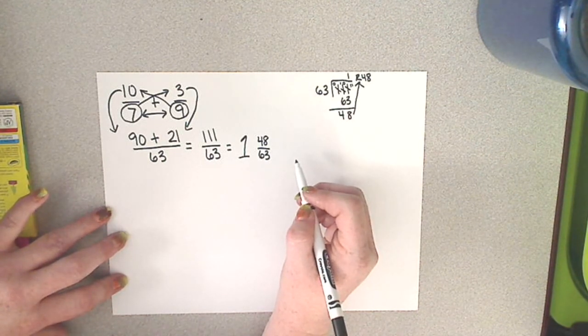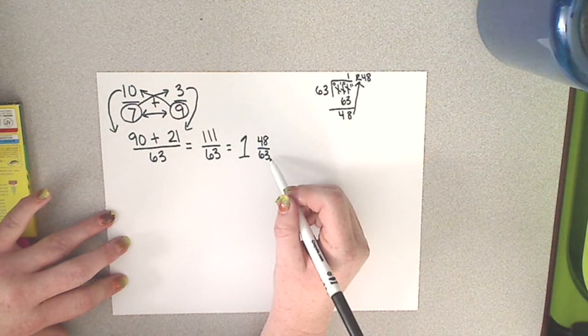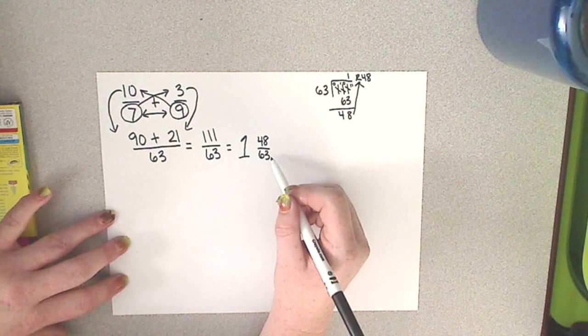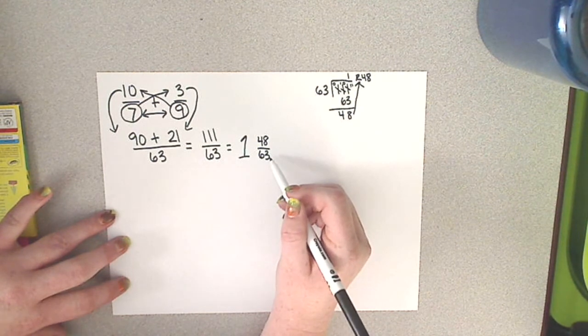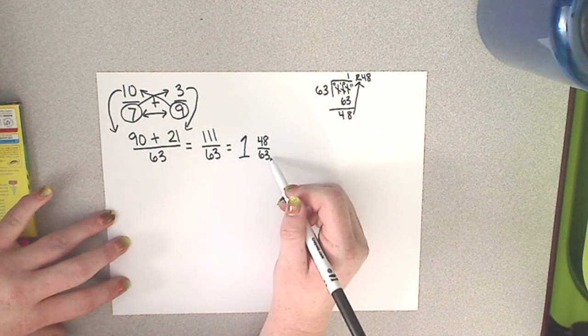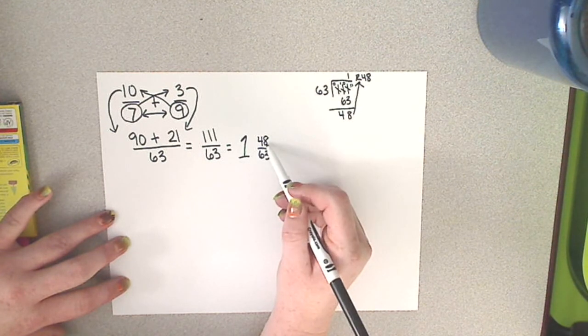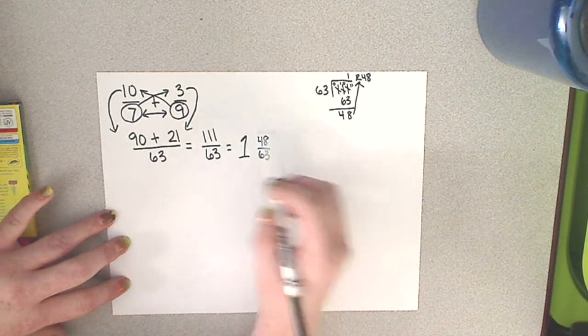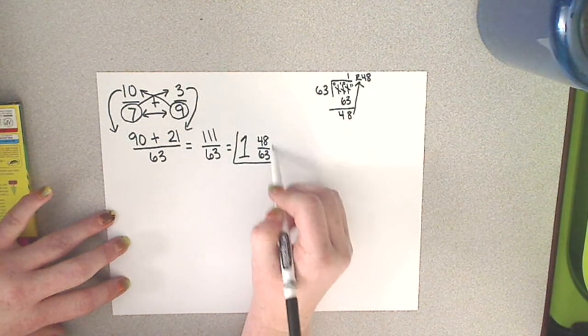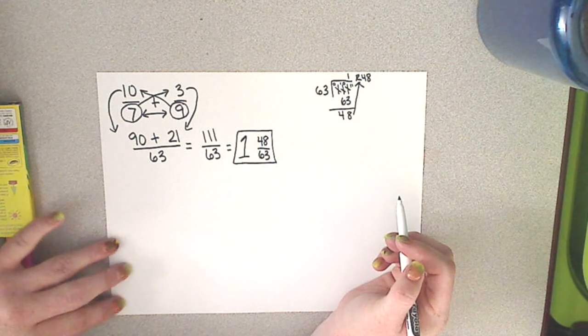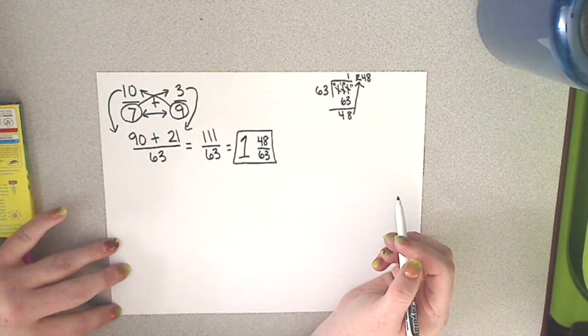And I know that 63 is a prime number. Or no, it's not. 63 is divisible by 9 and 7 and 1 and 63. 48 is not divisible by 9, 7, or 63. So we now have our final answer.